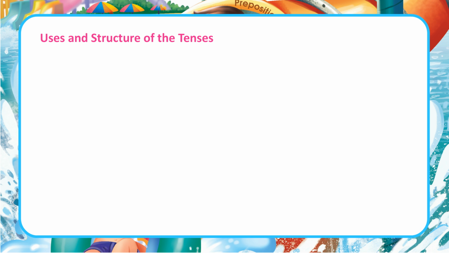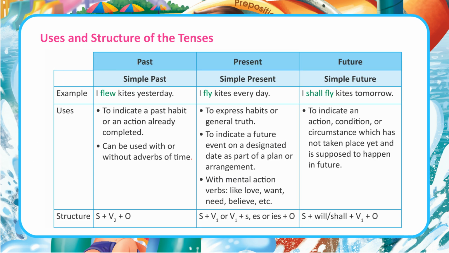Uses and structure of the tenses. Past, present, future. Simple past, simple present, simple future. Example: I flew kites yesterday. I fly kites every day. I shall fly kites tomorrow.